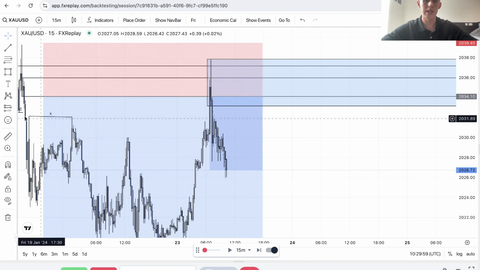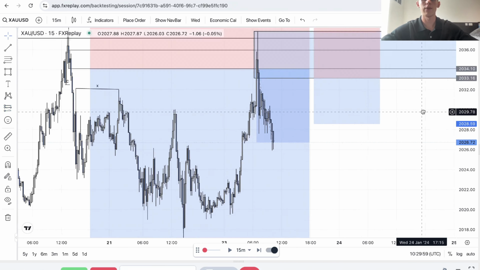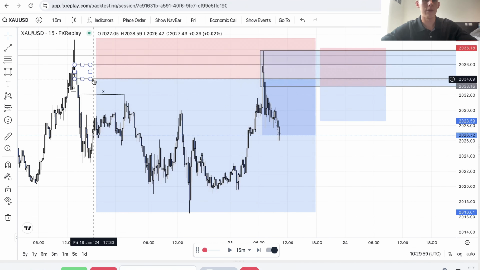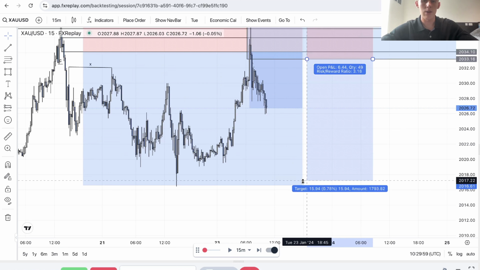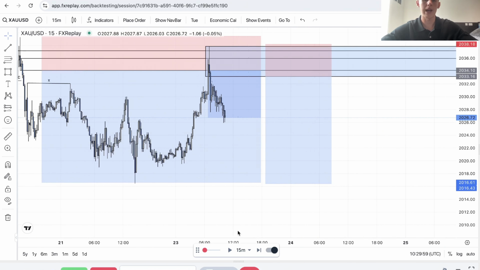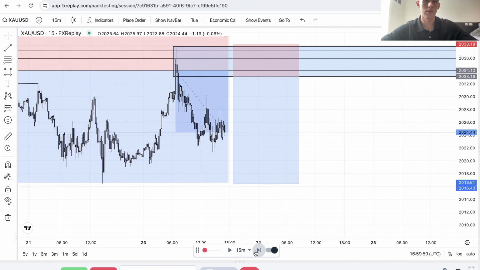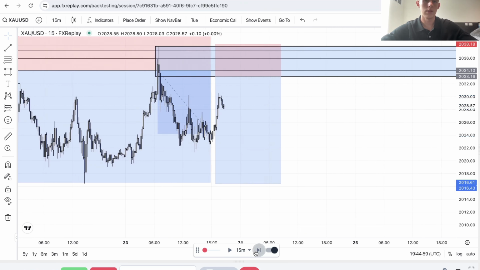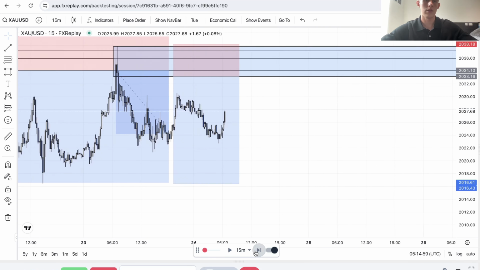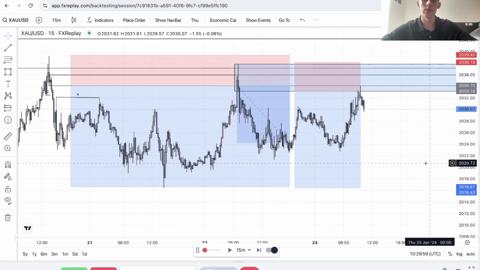It broke structure, created imbalance, so we could set a limit on this zone if we either missed the first entry, or if we wanted more confirmation that this level was going to hold. And again, we're just going to target the low down here, or you could go with the 1 to 3 mechanical take profit rule. And there we go. So the second entry would have been tagged in.